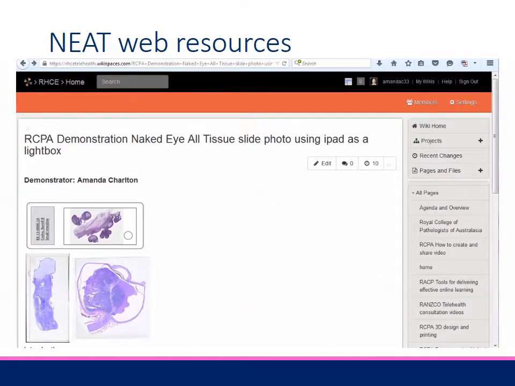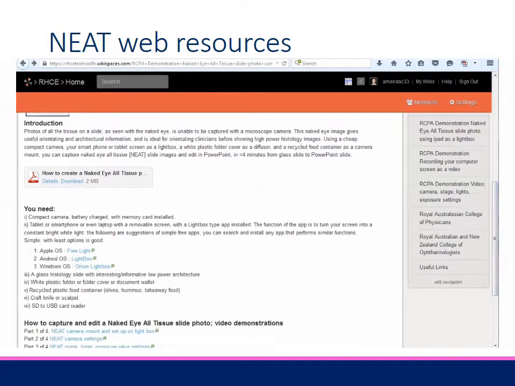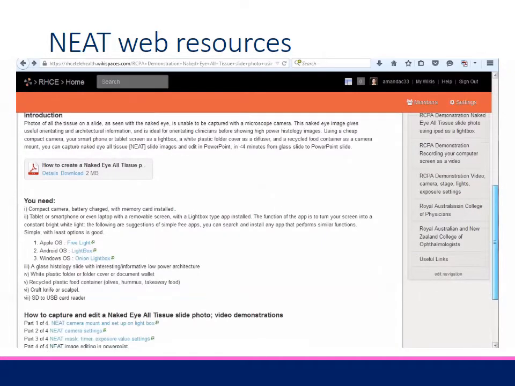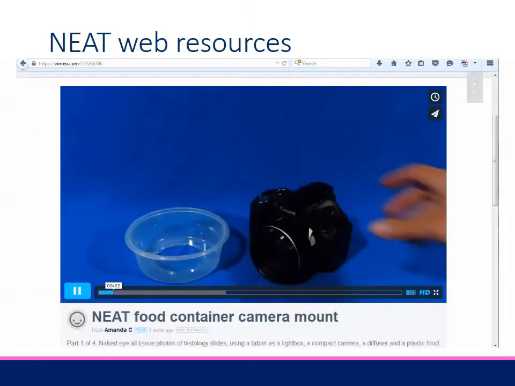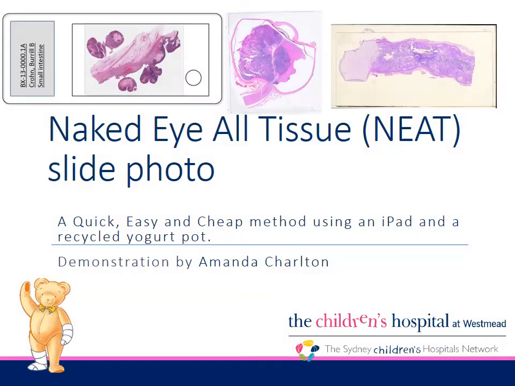A more interactive resource is this open access Wikispace webpage, where you will find the written instructions, links to the Lightbox apps in the Apple and Android app stores, links to the 4 how-to videos shown in this presentation. The Wikispace website address on this label is shown in the details box below this video presentation. Or even quicker and easier, scan the QR code on this screen with your mobile device to go directly to the wiki. I encourage you to have a go.